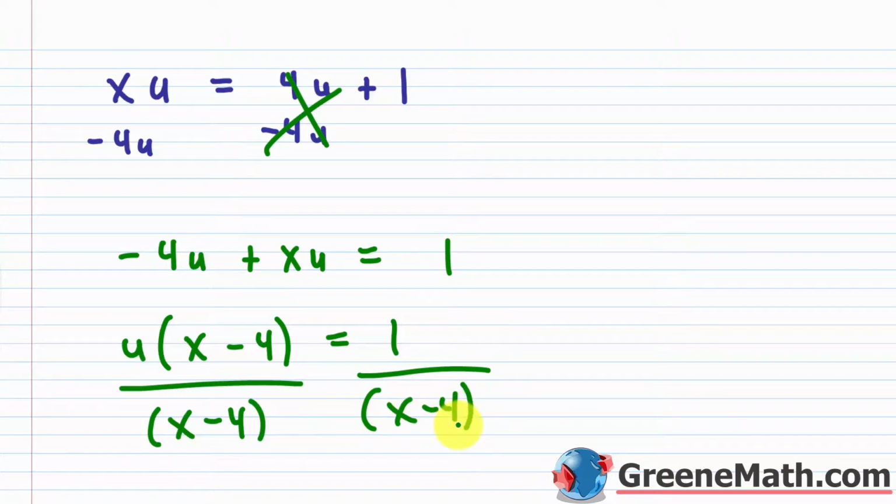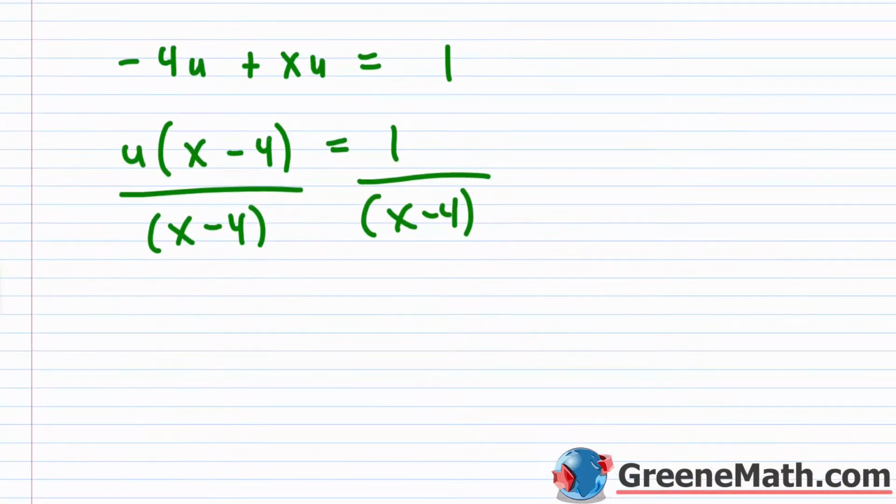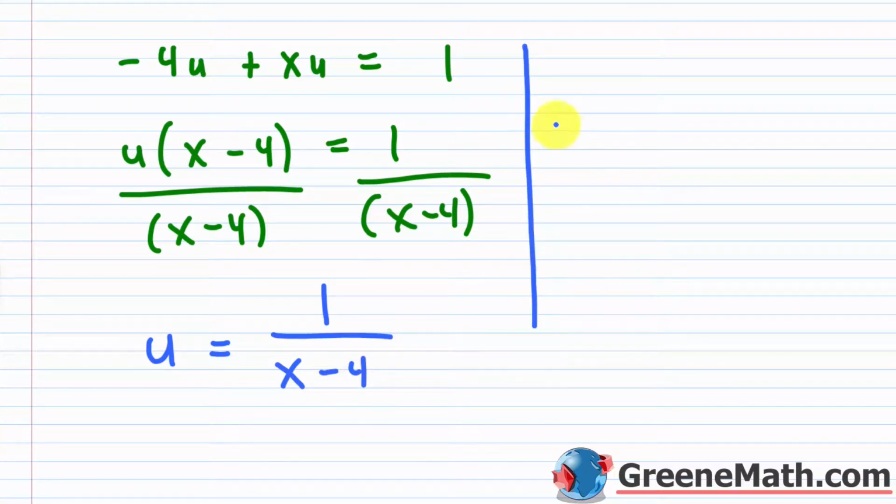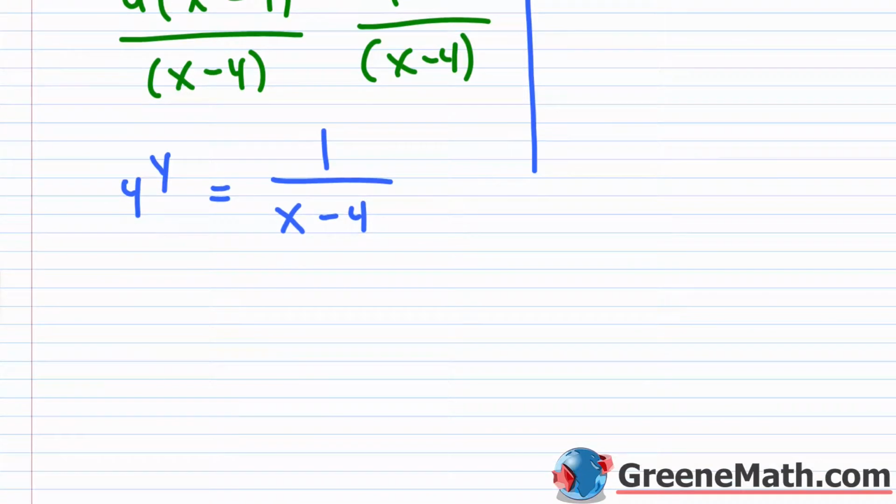Okay, and now I have this in terms of u. So I have u is equal to 1 over x minus 4. Now, we're not done because remember, I made a substitution. I said u is equal to 4 to the power of y. So at this point, I can erase this and just say that this is 4 to the power of y. From here, I know I can just use log base 4 on both sides, and I'll be done.